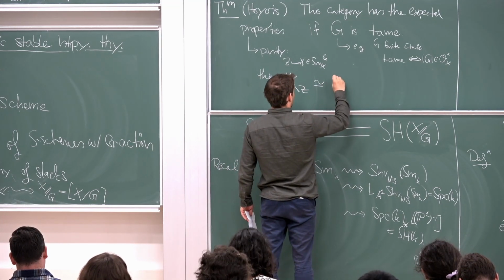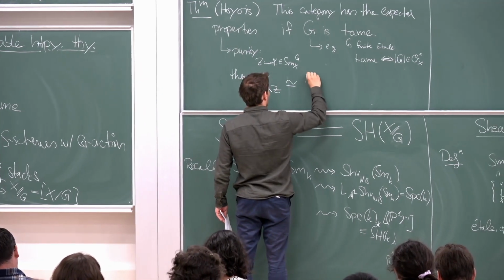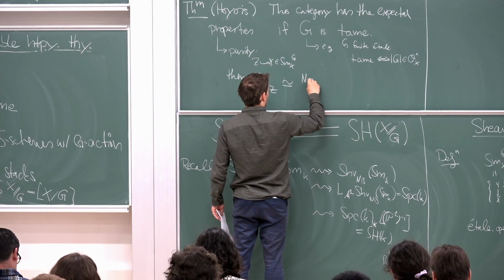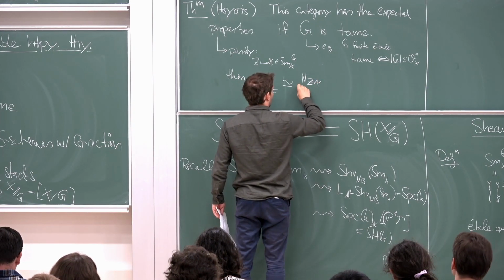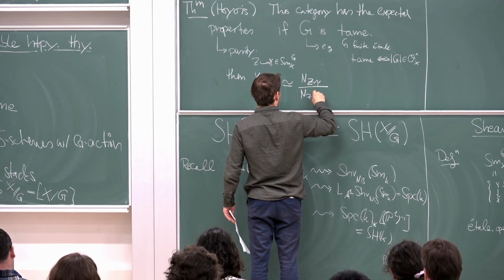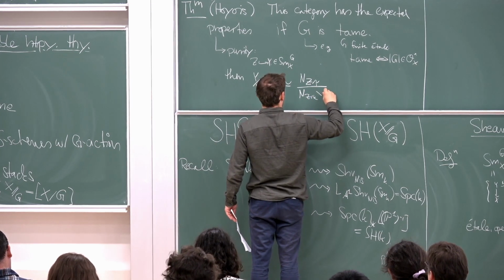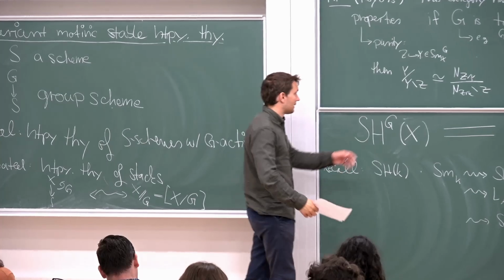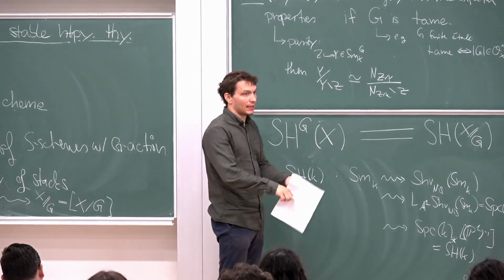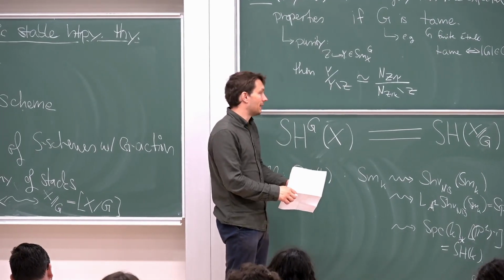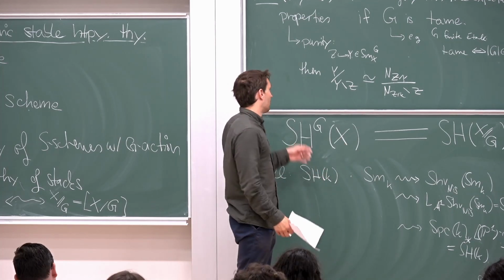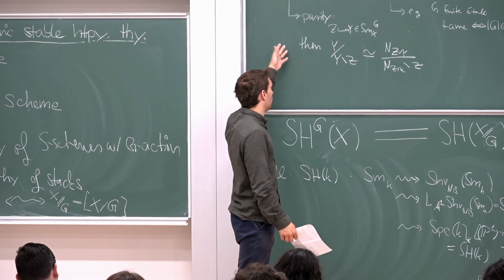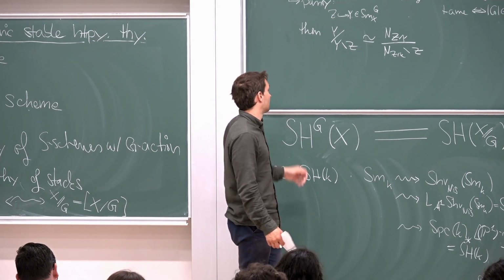Maybe I don't want to define the Thom space, so it's something like the normal bundle of Z in Y modulo the normal bundle of Z in Y take away Z. So this means that Z inside some smooth scheme looks like you just embedded it into some vector bundle. So there's some local normal form in some abstract sense.